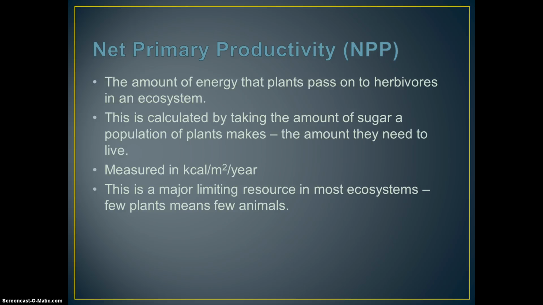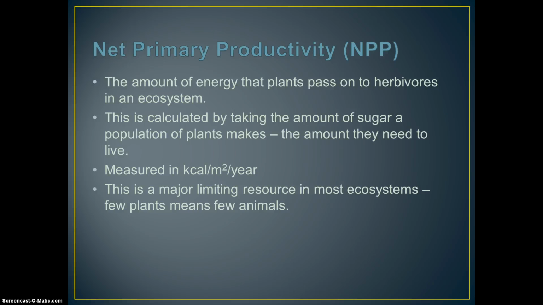One term I do want you to be familiar with is the net primary productivity, or the NPP. This is the amount of energy that plants make and pass on to herbivores in the ecosystem. It is calculated by taking the amount of the sugar, amount of the carbohydrate that the plants can make in 1 year, and subtracting from that the amount that they need to be able to live. Okay, plants make sugar at an enormous rate, but most of that sugar they're actually using. They don't make it just for food for everyone else. They're making it so that they can survive. So we subtract that from the total that the plants can make. We measure the NPP in kilocalories per meter squared per year.